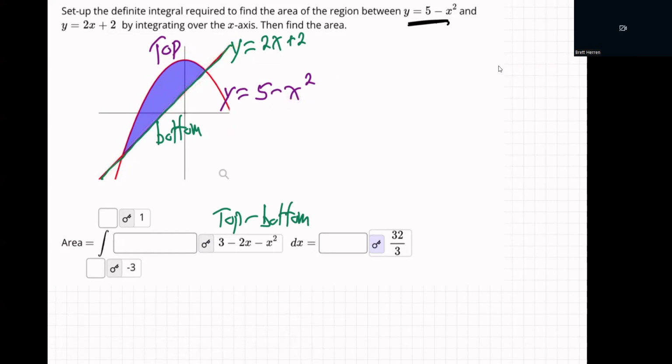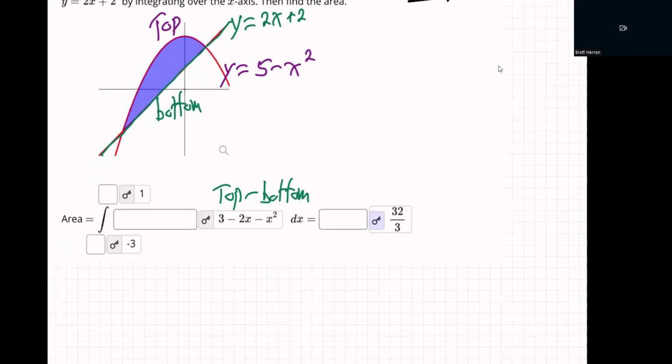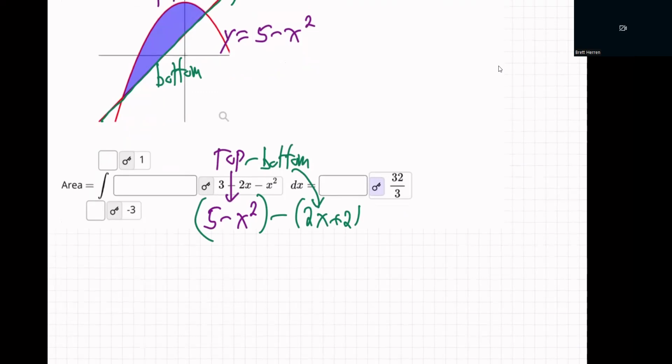So top minus bottom. So we'll take the top. This will be the 5 minus x squared. Minus the bottom. What's the bottom? 2x plus 2. Top minus bottom. So what do we got? We got 5 minus x squared, distribute that minus 2x minus 2. So that'd be what? Minus x squared minus 2x.